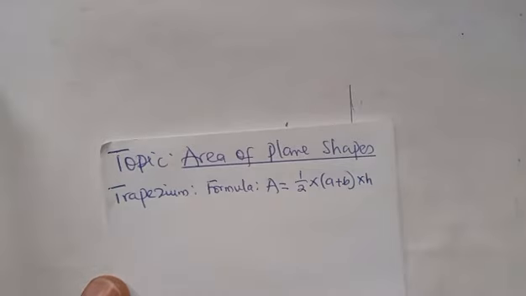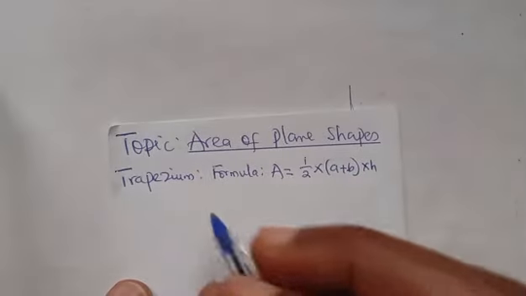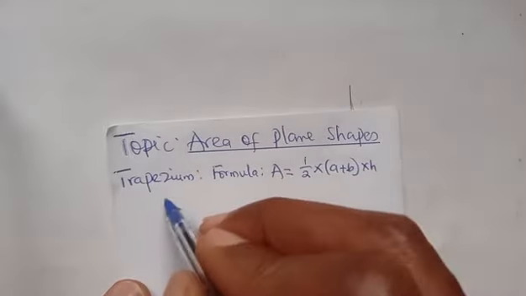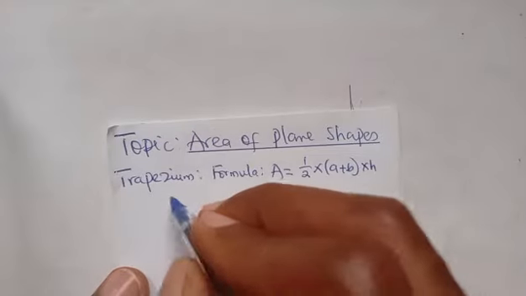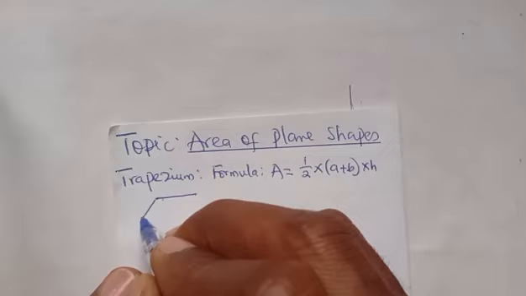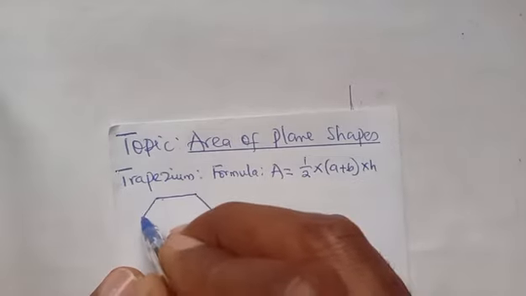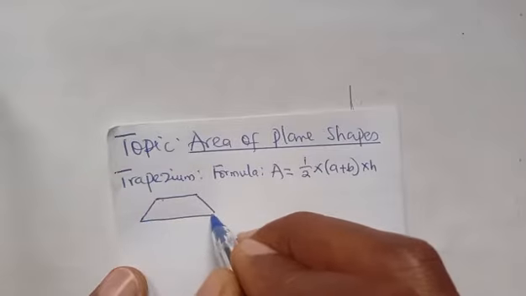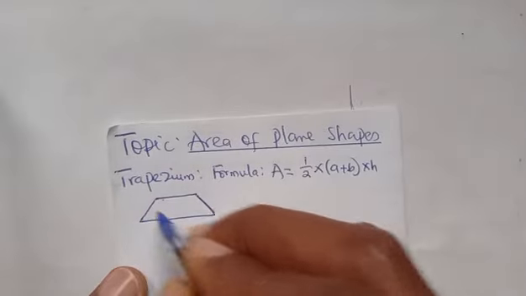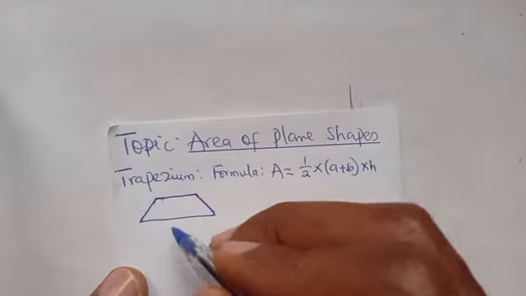Now, what actually is a trapezium? Let me remind us again. Let me bring the shape back again for us to really remember. With the shape, we're going to explain the formula that we just listed above. Trapezium looks like this, something of this nature. It's just a rough sketch.